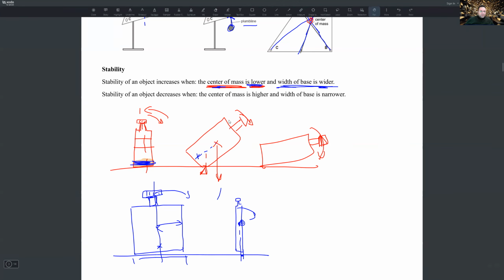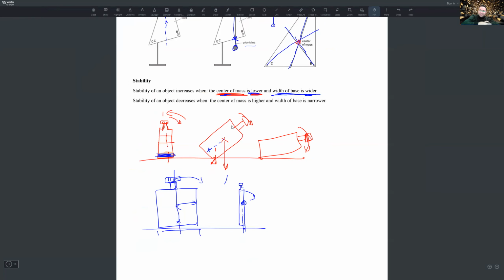This is why Formula 1 cars are very wide and very low, close to the ground, so that they're very stable. حتى لو الأرض مالت معاهم ما تقعش، ما تقلبش.